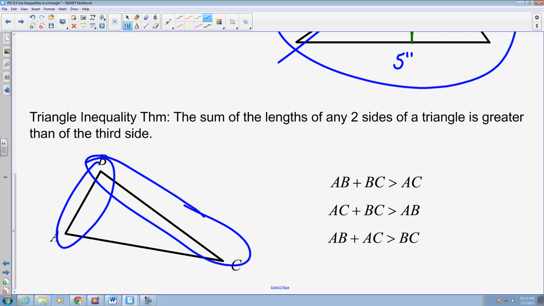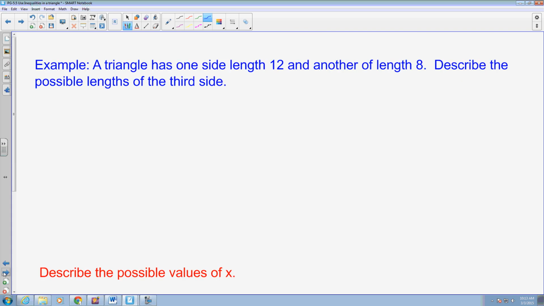And then same thing goes for the other ones. AC plus BC must be greater than AB, and also AB plus AC must be greater than BC. So using that theorem to help us solve problems is going to be beneficial. If we look at this example here, it says a triangle has one side length 12 and another length of 8. It says describe the possible lengths of the third.